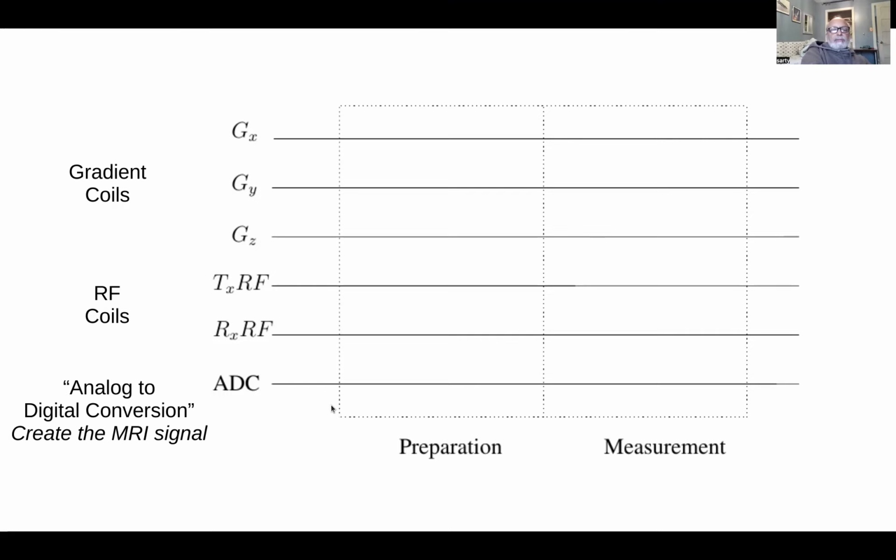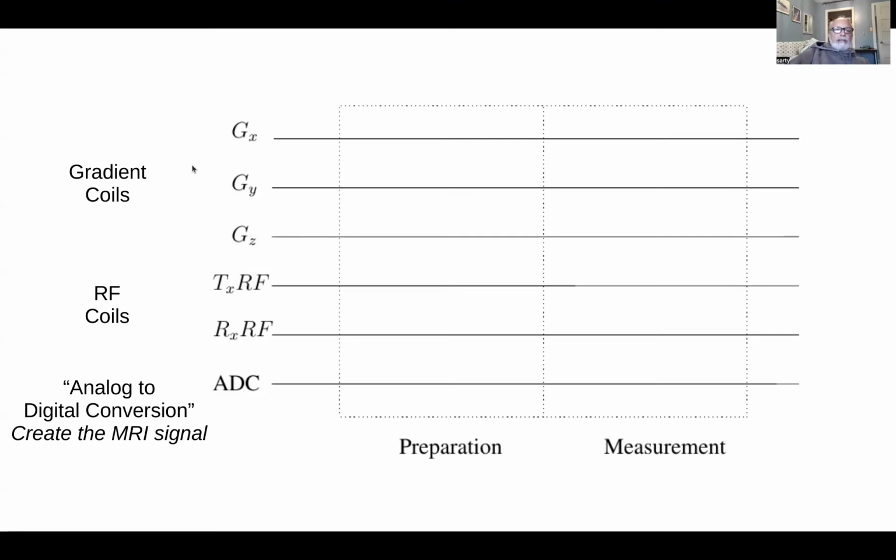Some pulse sequences may require more channels for controlling RF switches, amplifier gates, and things like that. But these are the basic ones. These are the ones associated essentially with the NMR, the nuclear magnetic resonance of what's happening. So I'll just go through them here.